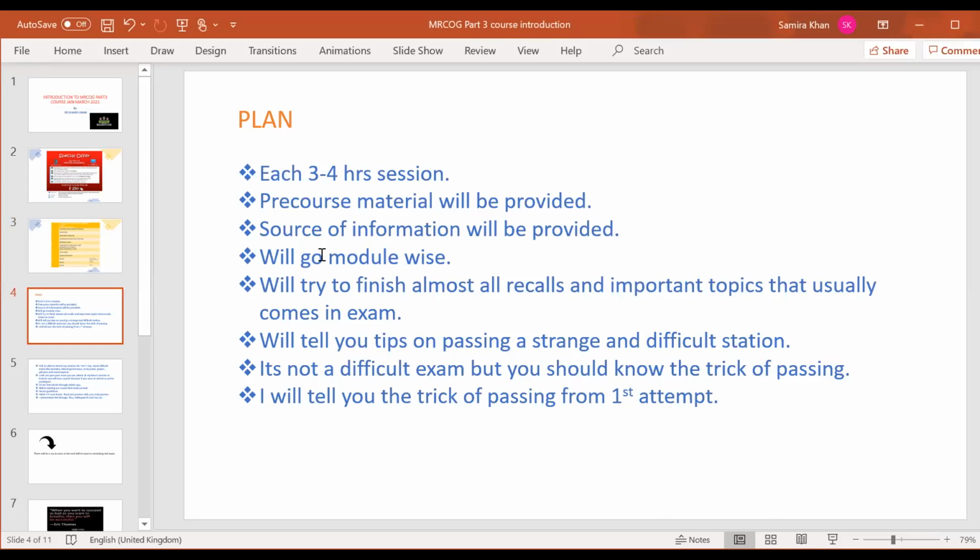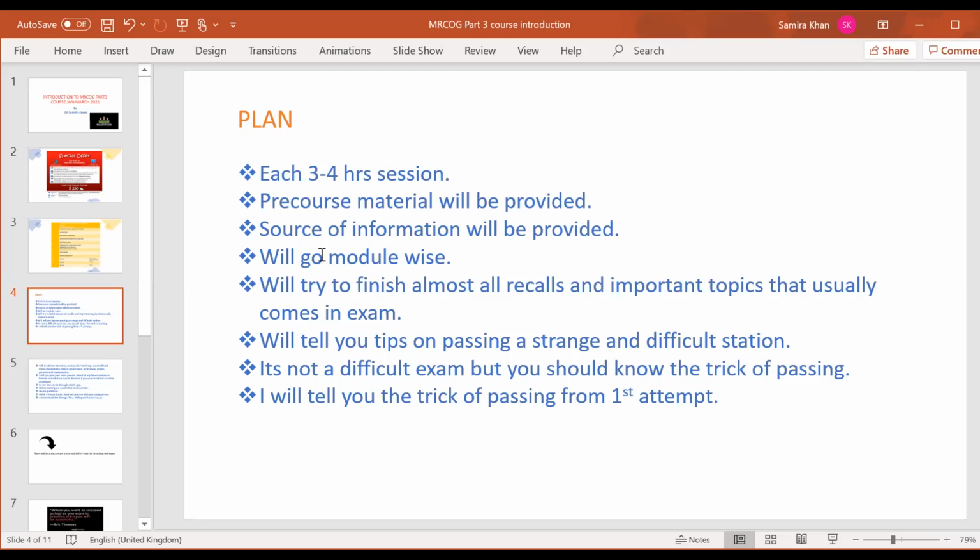It will be almost a 3 to 4 hour session, and because I'm concentrating also on the theory part, I will provide you with the right material that you need to read for that particular station, and not only for that particular station. If I am doing a module for urogynae, for example, I'll provide you with all the right material that is needed to do all kinds of stations for urogynae. So I'm not concentrating on one. I want you to pass the exam, so I have to provide the right material for part 3 related to all the modules.